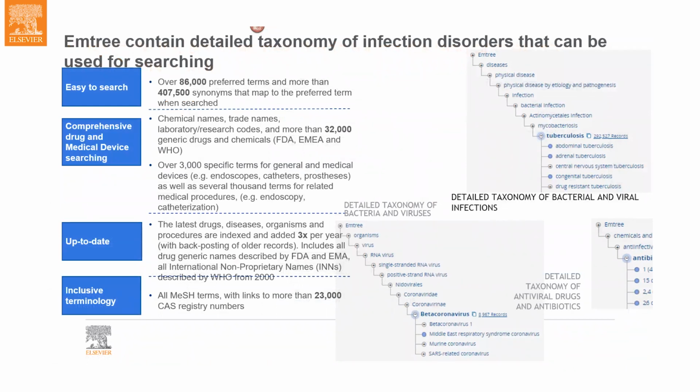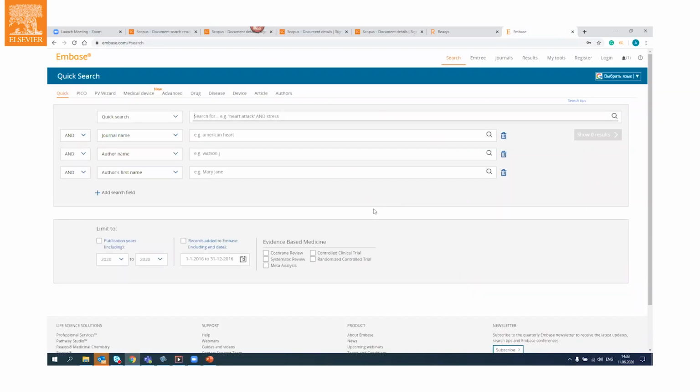Exactly because the taxonomy of Embase has a tree view and has 96,000 preferred terms, compared to MeSH, which has only about 13,000. Embase has 400,000 synonyms, but what is extremely important right now, Embase has a detailed taxonomy of bacteria and viruses. It has a detailed taxonomy of bacterial and viral infections, and a detailed taxonomy of antiviral and antibiotic drugs. So how can we use it?